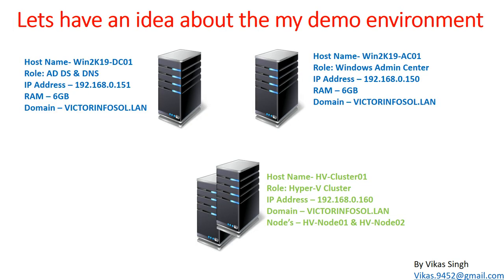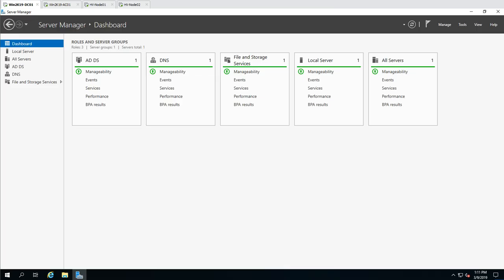So this is the infrastructure which I'm going to use in this video to give you the demo. The first machine is our Active Directory and DNS server. This is Win2K19 DC01, and you can see the Active Directory and DNS role of this machine, and the IP address of this machine is 192.168.0.151. The memory assigned to my domain controller is 6 gig, and my domain name is victorinfosol.lan. So let's check this machine.